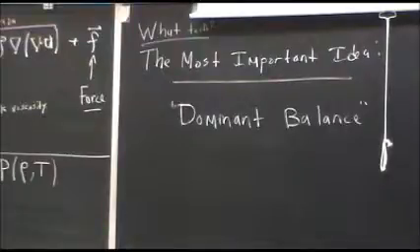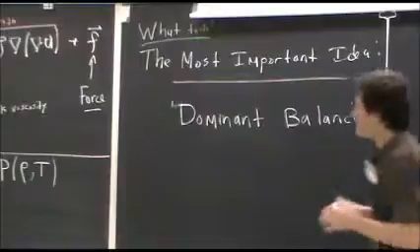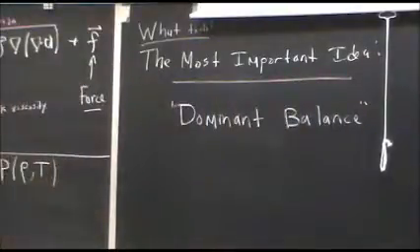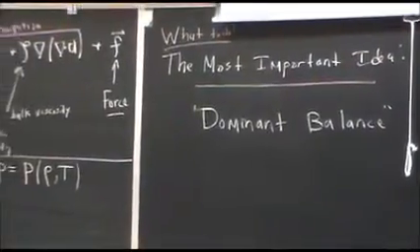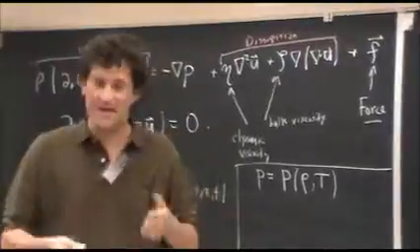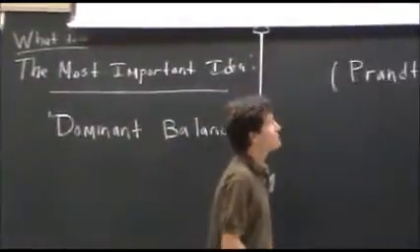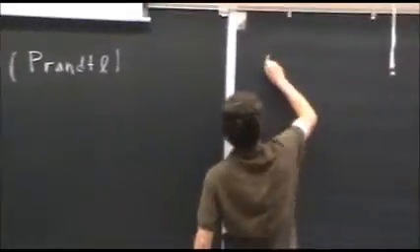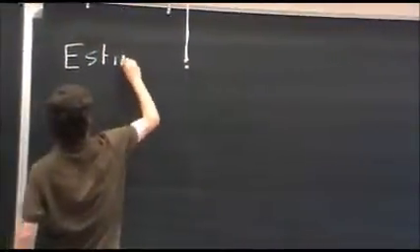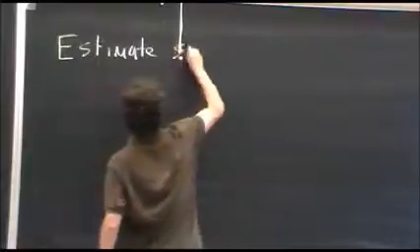So this is what you're supposed to do. You're supposed to figure out what to neglect. If you want to figure out what to neglect, then you need to be able to estimate the sizes of the different terms in the equation. Because you don't know in a particular situation what's going on, so you have to be able to estimate the sizes of the terms. So let's estimate the sizes of the various terms.